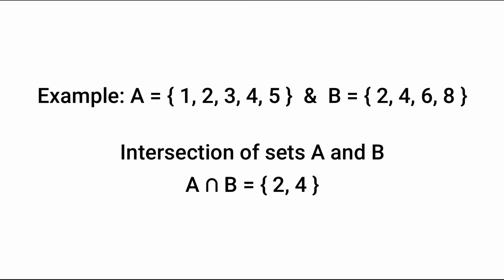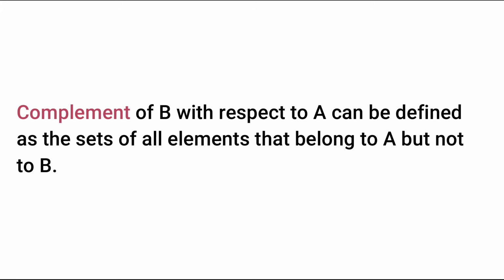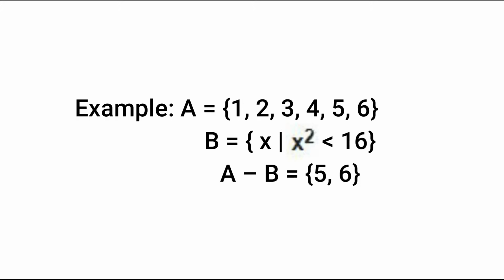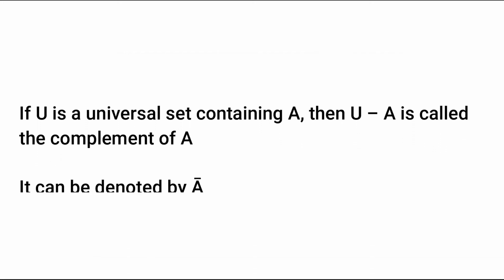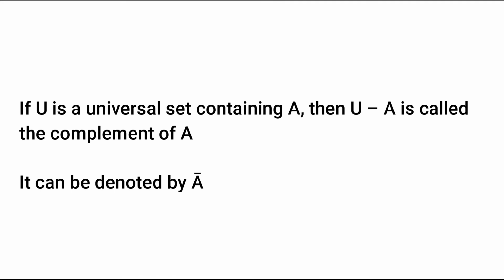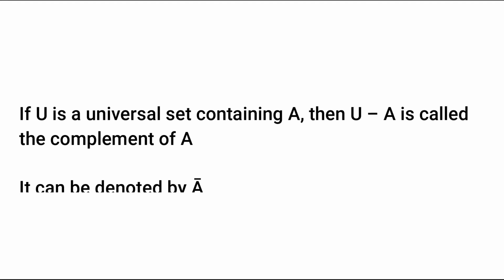So for the complement, let's say B with respect to A can be defined as the set of all elements that belong to A but not to B. For example, set A with elements 1, 2, 3, 4, 5, 6 and set B with the condition x square less than 16. So B with respect to A is equal to 5 and 6, where the elements of set A, which are 5 and 6, do not match the condition of set B, which is x square less than 16. If U is a universal set containing A, then U minus A is called the complement of A. It can be denoted by A complement.